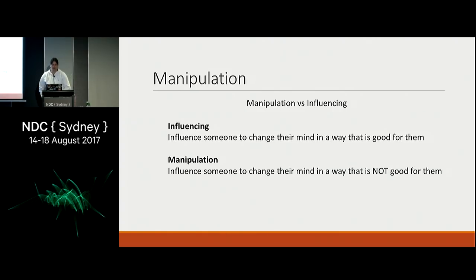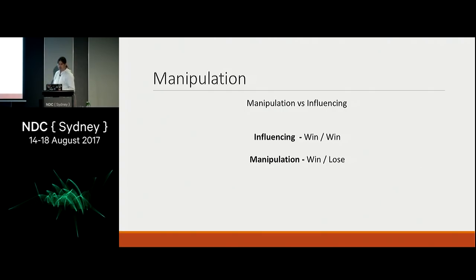Whereas manipulation is influencing someone to change their mind in a way that is not good for them. So in the case of the story at the beginning, the person who was calling the technical support line was directly trying to manipulate the person on the phone. It wasn't a way that was good for them, it was very bad for them in the end. So influencing generally ends up in a win-win situation. It's a win for you and it's a win for the person that you're influencing. Whereas manipulation is generally a win-lose scenario.